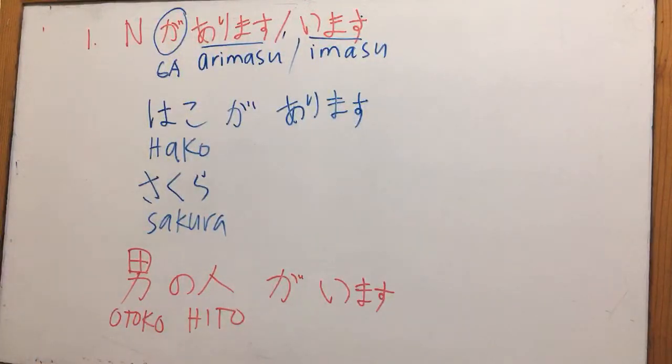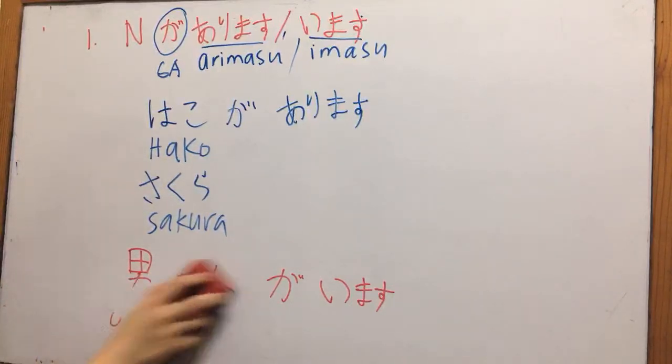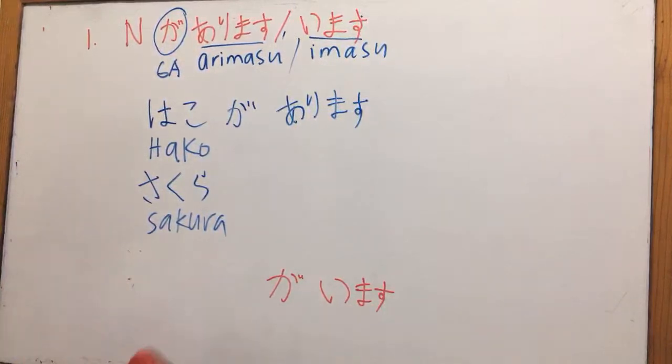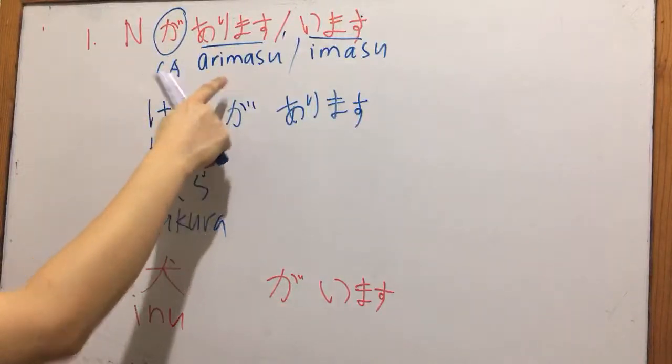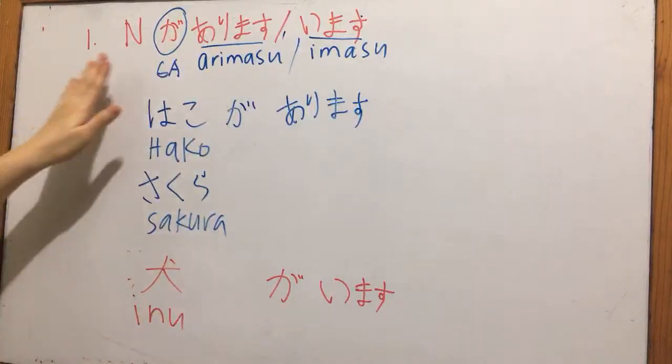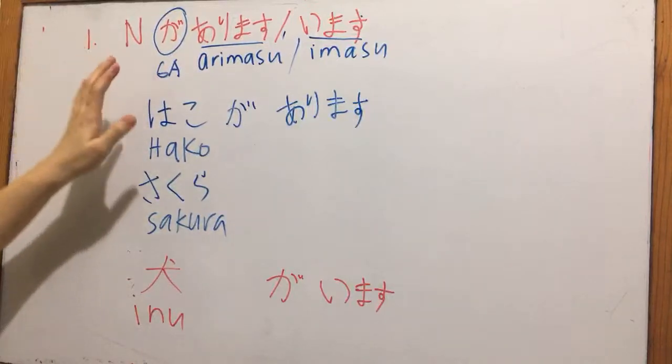For another example, not man. Inu, right? Inu is dog. So, you just need to change your noun. Just change your noun into inu. Okay, this is inu. Inu ga imasu. There is a dog. So, you have there examples for arimasu and imasu. Okay, this is our first sentence pattern.